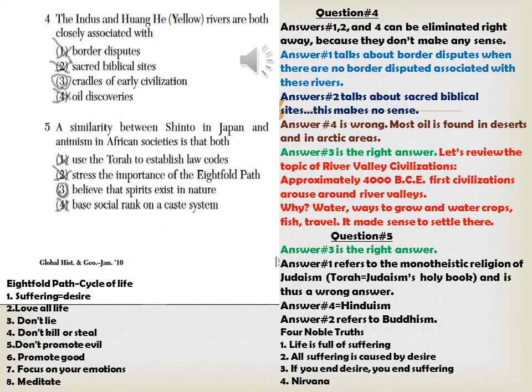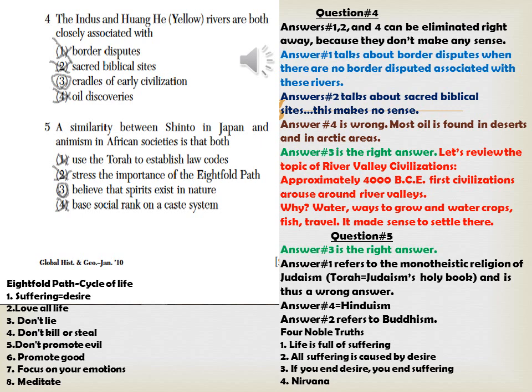Question number 4. Indus and Huanghe, which is the Yellow River. Those rivers are both closely associated with, is it 1. Border disputes? Is it 2. Sacred biblical sites? Is it 3. Cradles of early civilizations? Or is it 4. Oil discoveries?